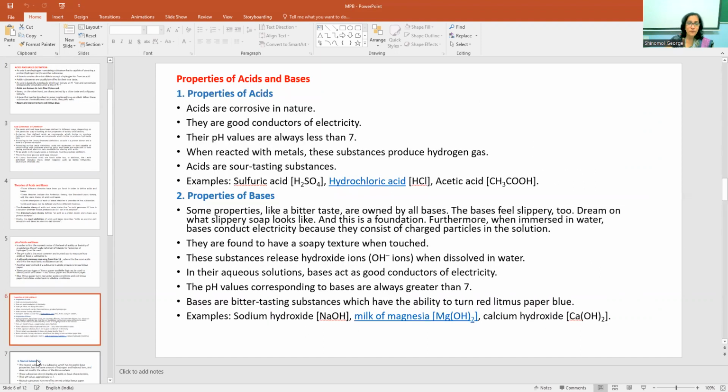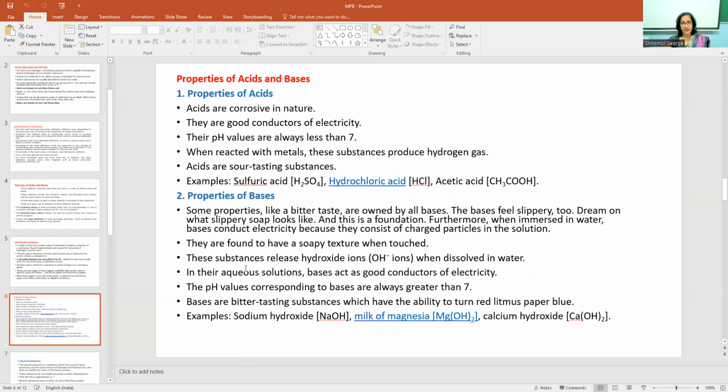So let's see the properties of acids and bases. Properties of acids: they are very corrosive in nature, they are good conductors of electricity, their pH values are always less than 7, and when reacted with metals, these substances produce hydrogen gas. They are sour tasting substances, and examples are sulfuric acid, hydrochloric acid, acetic acid, and citric acid present in your lemons.